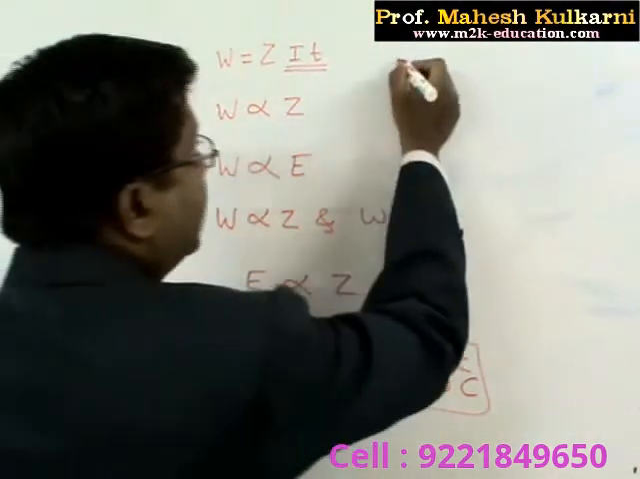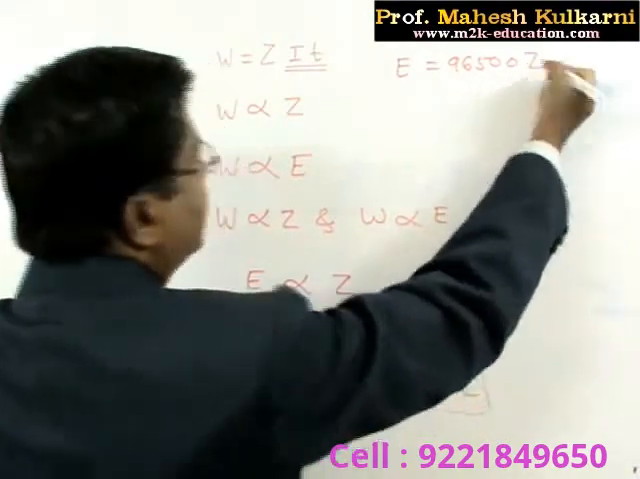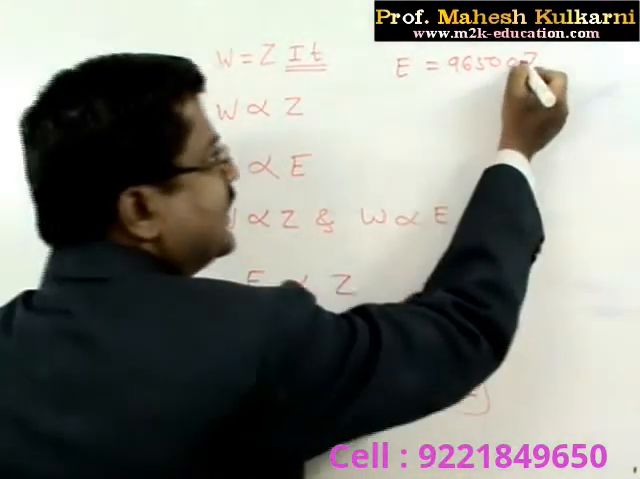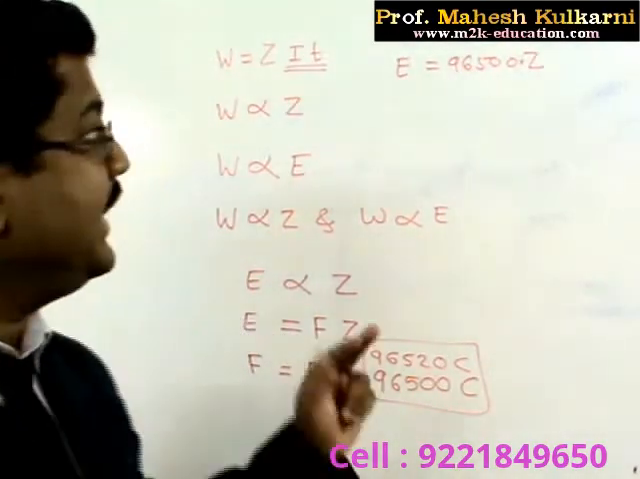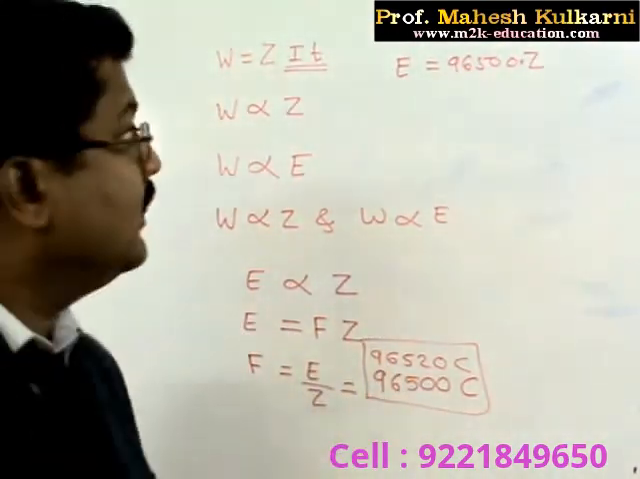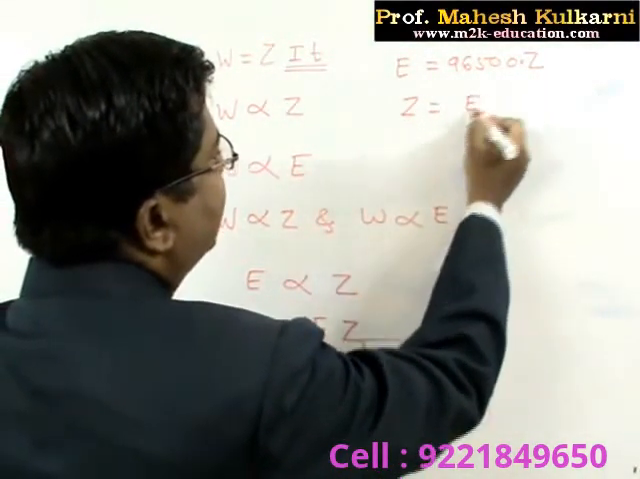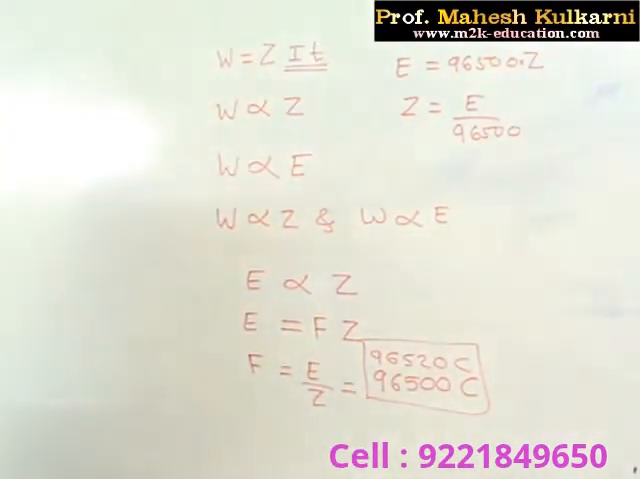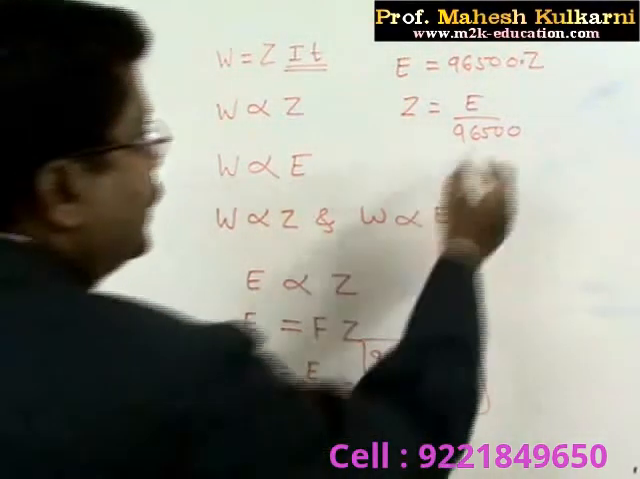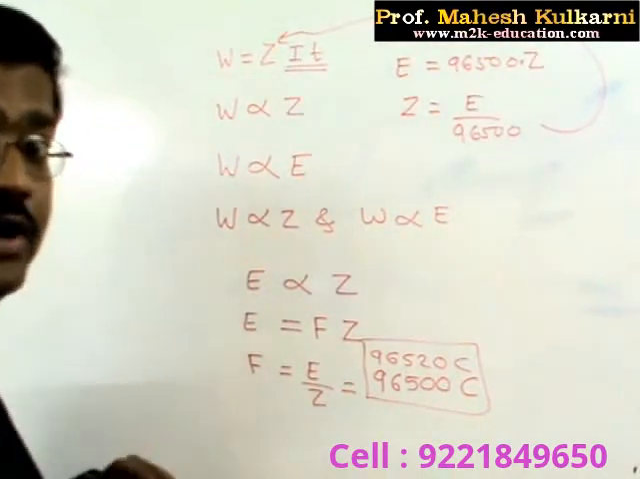So I can give the relationship that E equal to 96500 into Z. This way we can find the relationship between E and Z. Or I can say that Z equal to E by 96500, that is E by F. And I can substitute this figure in this formula. So I can combine two laws now.